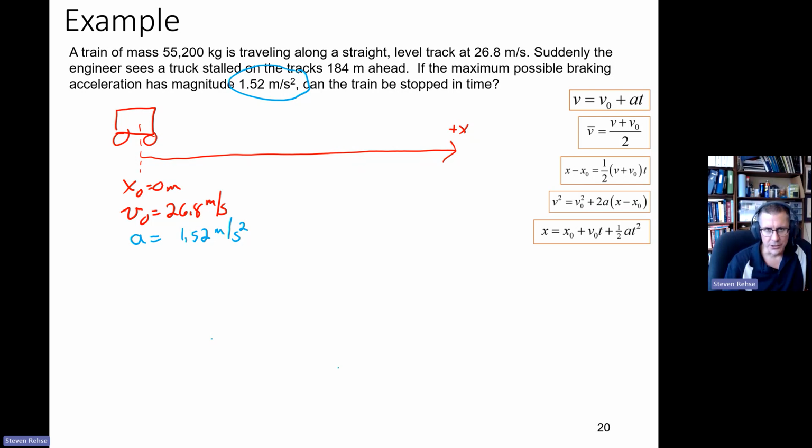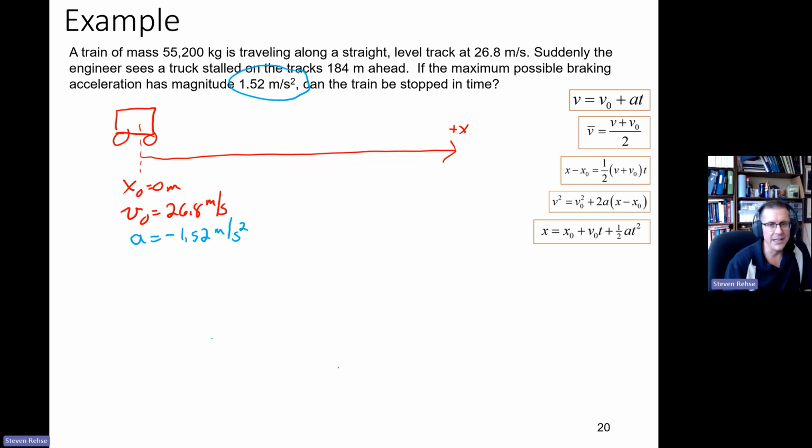The acceleration is acting to slow down the train. So the acceleration has to be a negative acceleration. I really went over this in class. If you're traveling in the plus x direction and you have a positive acceleration, that's going to make you go faster. If you're traveling in the plus x direction and you want to slow down, you need an acceleration in the negative x direction. So the key to this whole problem was an acceleration of negative 1.52 meters per second squared.